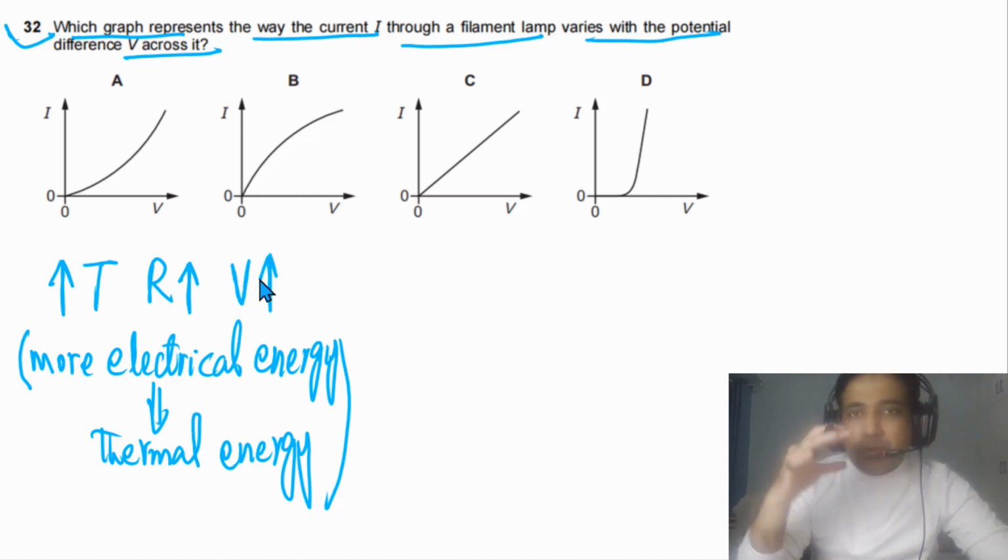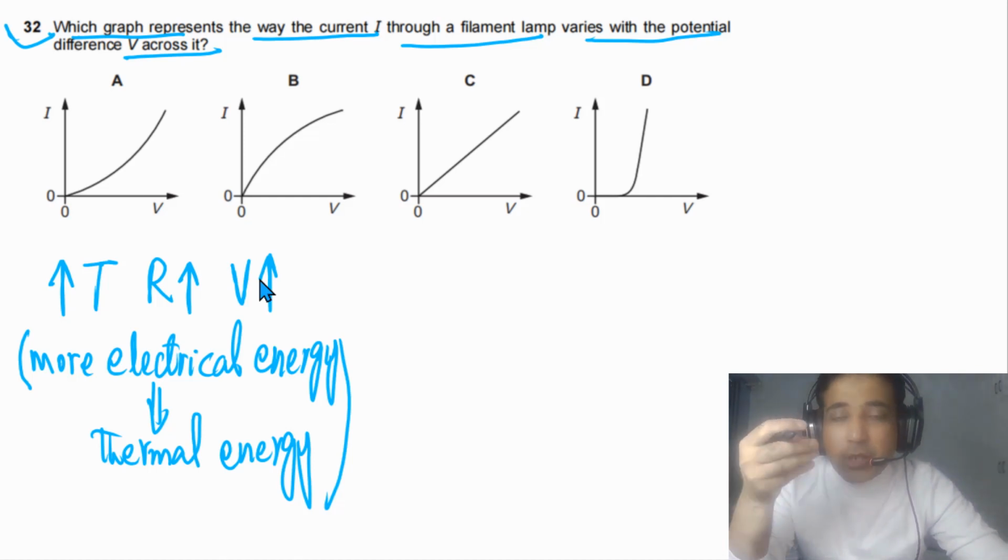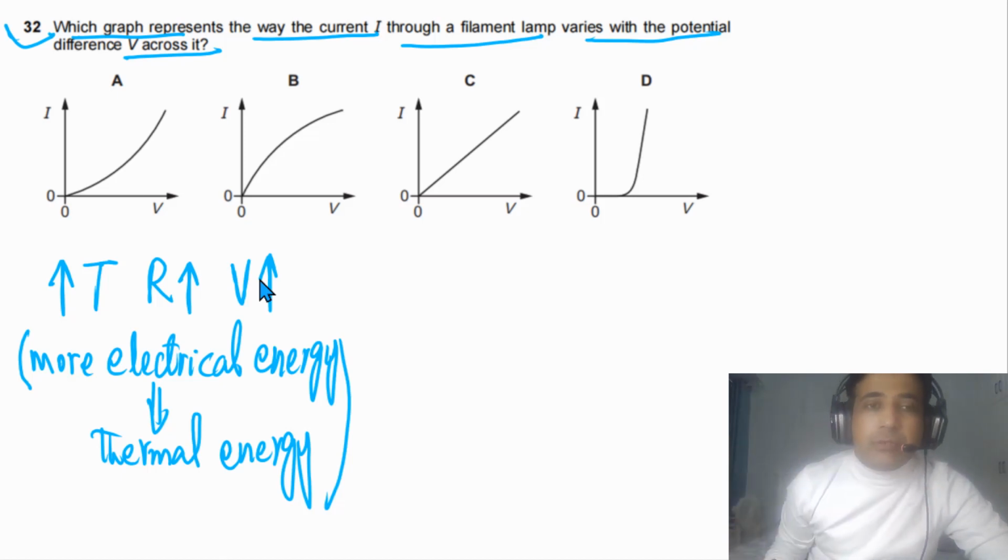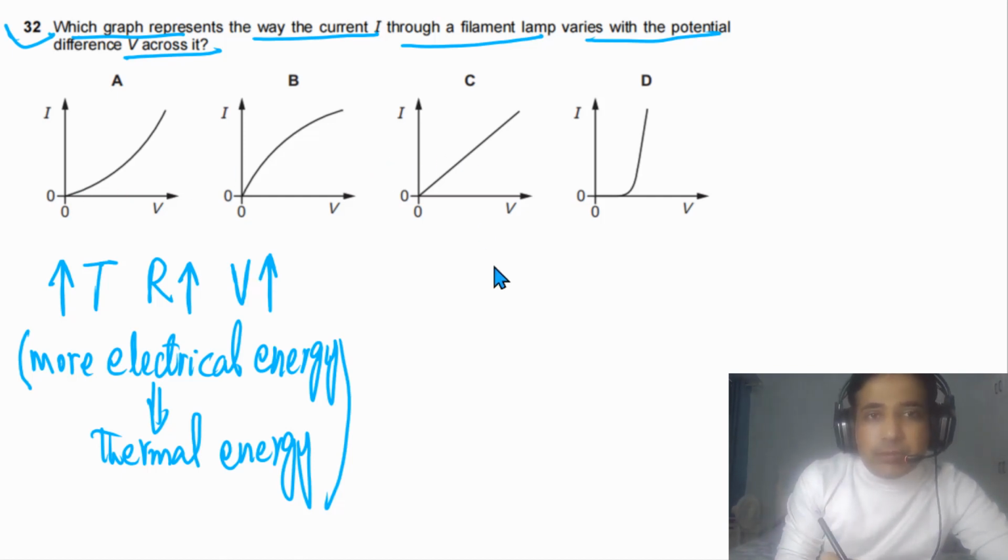So when PD across a filament lamp increases, it means more electrical energy per unit charge has been converted into thermal energy. So the temperature of the filament lamp will increase and the resistance of the filament lamp also will increase. So if you look at these graphs, we have in this case I against V. So we can write down the gradient.